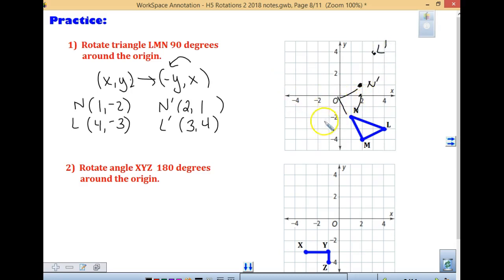As I'm looking at that next one, Emily, point M is located where? 2, -4. So Stephen, M prime is going to be located at 4, 2. So over to 4 and up to 2.